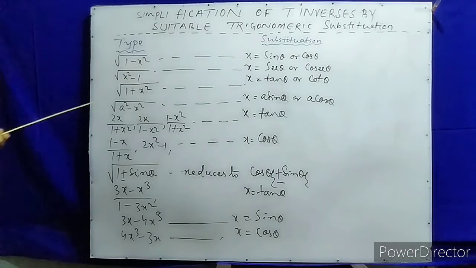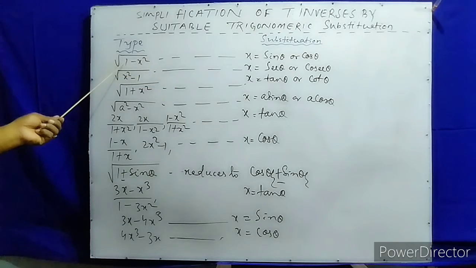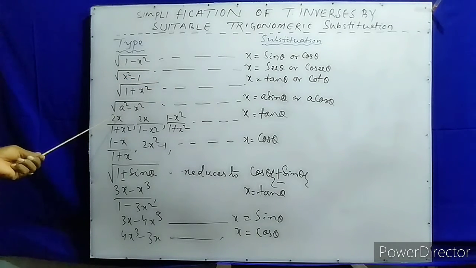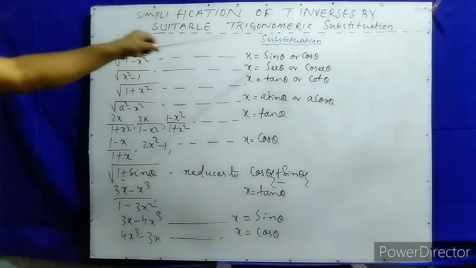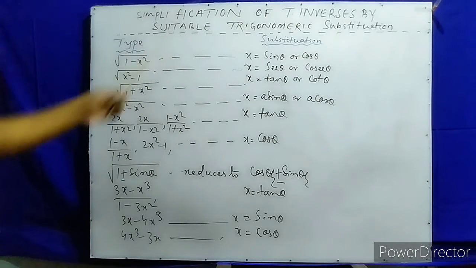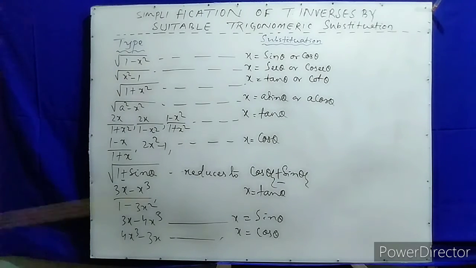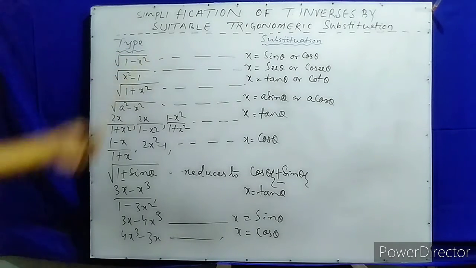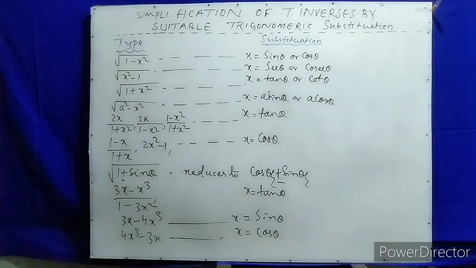1 means 1 square. Instead of 1, here a is given. So if it is a square minus x square, then you take x equal to a sin theta or a cos theta. Look at the first value and second value. There are two values. The first value you give first priority and the second value you give second priority. So these are the formats.